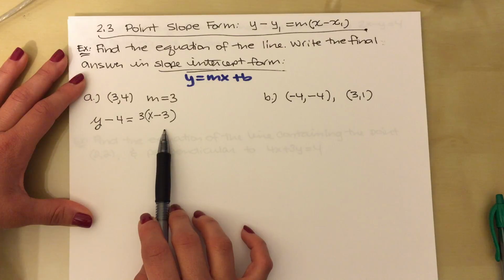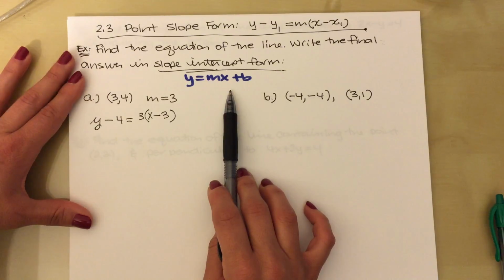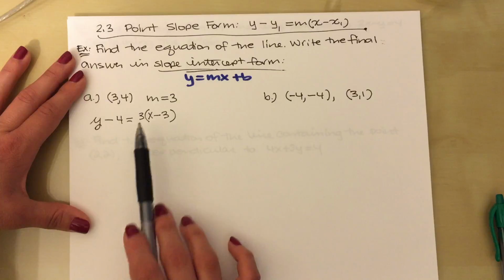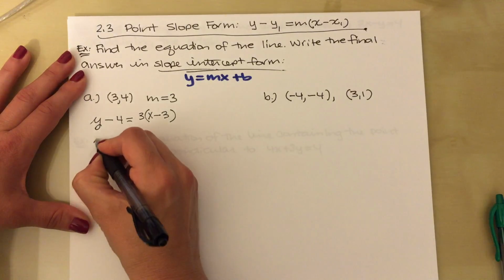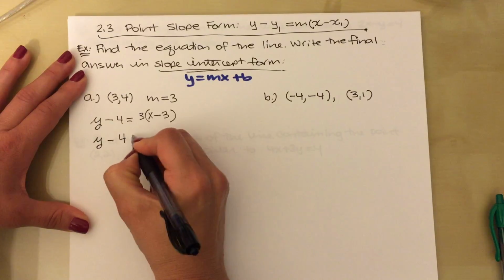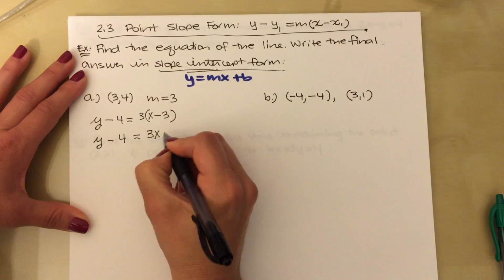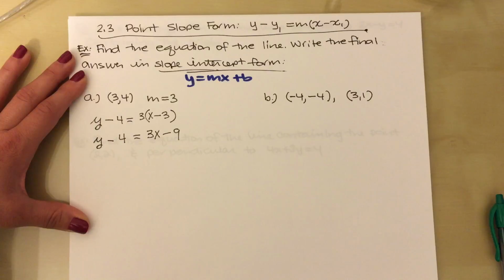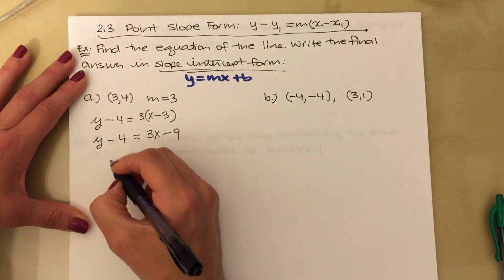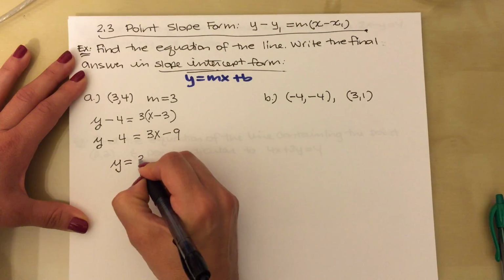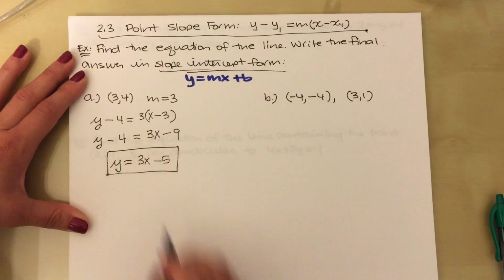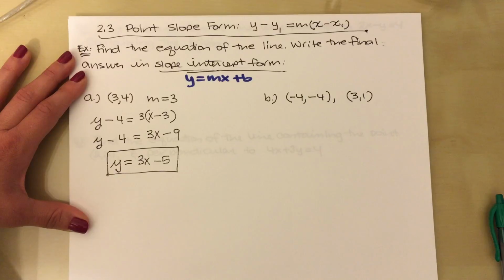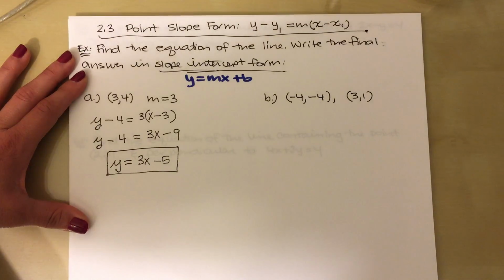This is my actual equation for the line. However, we want to write our answer in slope-intercept form, so we just have to distribute 3 and then add 4 so we can solve for y. And then just add 4. And that's my final answer in slope-intercept form. Let's look at example B.